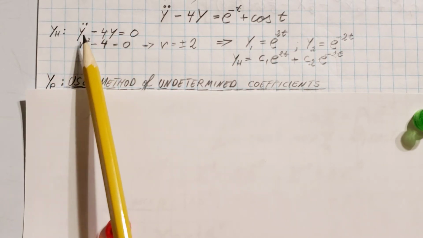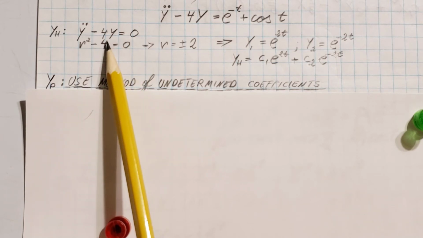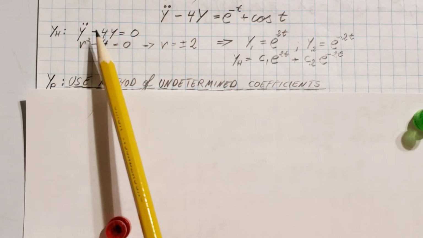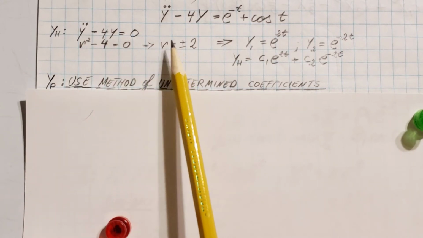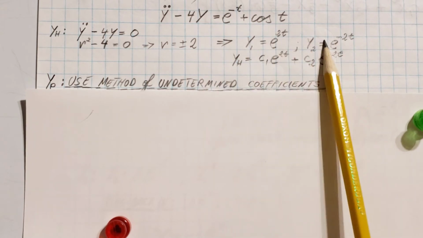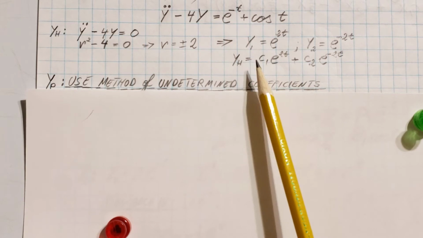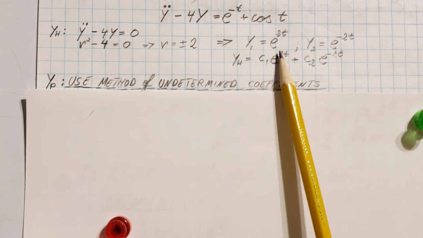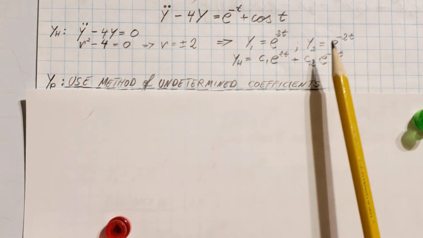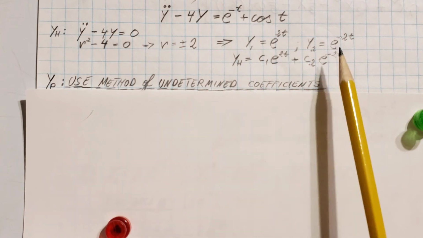Characteristic equation is r squared minus 4 equals 0. Make sure you don't accidentally put an r here just because there's a y there. So this will give me r equals plus minus 2. This gives me the two solutions for the homogeneous equation, and right here yh is equal to c1 e to the 2t plus c2 e to the negative 2t. Okay, that's our homogeneous solution.